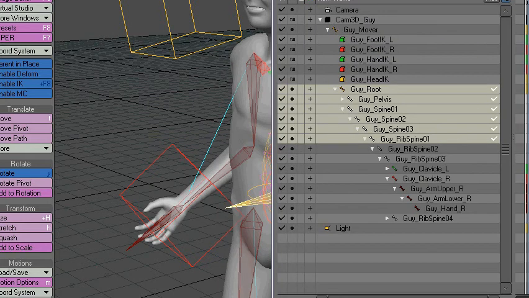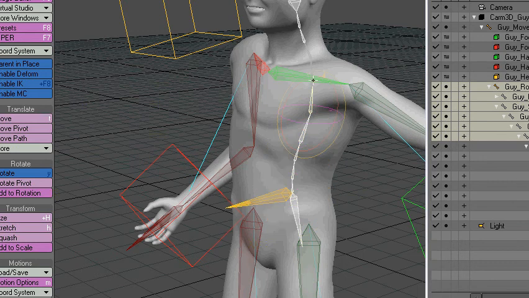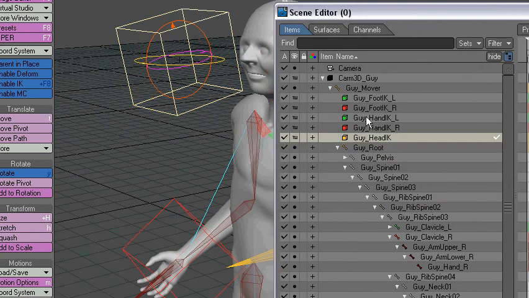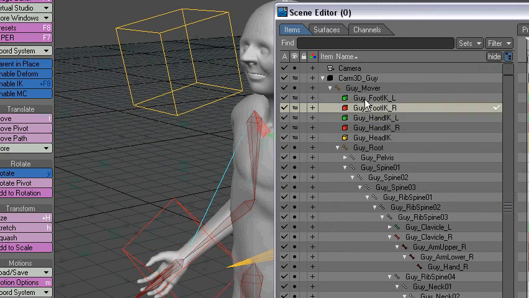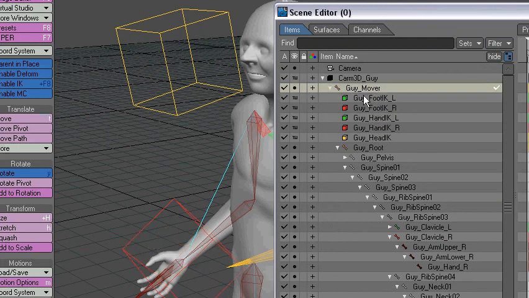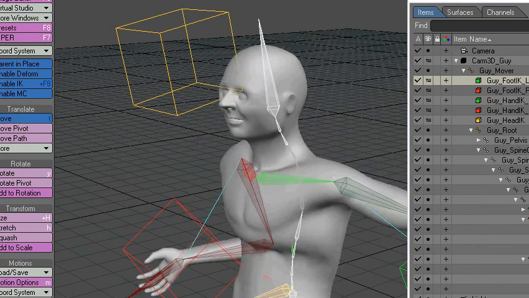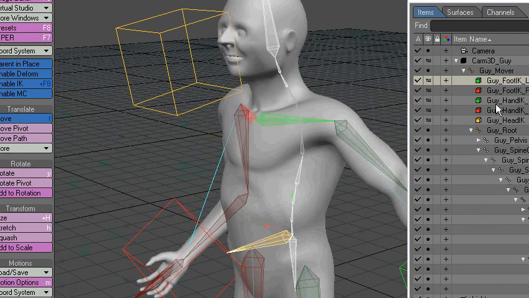And let's see here. Spine flows into the rib. That's all one contiguous branch all the way down to the head. Now these controllers are direct descendants of the mover bone. So that's their parent. That way you can move the root around and the controllers stay in place. So they move independently of each other.